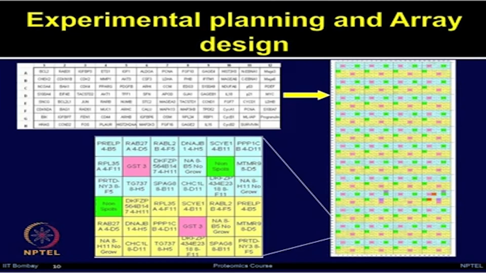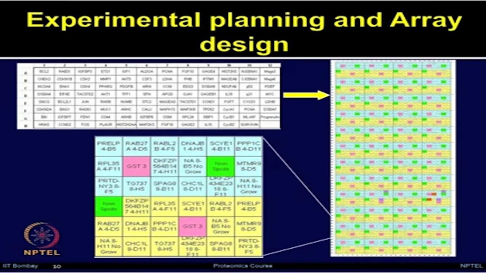Now, each one of these plates is only giving you 96 features. You need to have multiple blocks of 96 well plates. Then you need to transfer those into the 384 well plates, so that 4 of these plates can be transferred to one 384 well plate. And now, that 384 well plate and multiple 384 well plates are used for doing this printing.